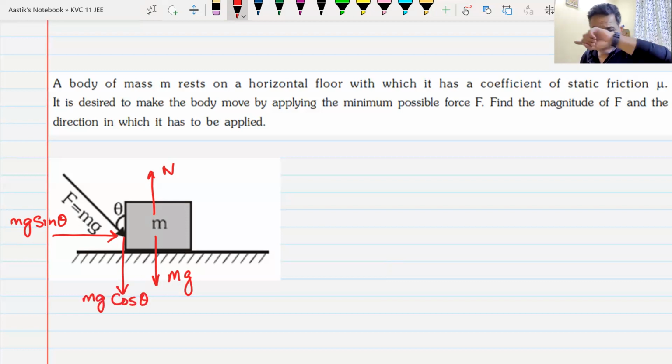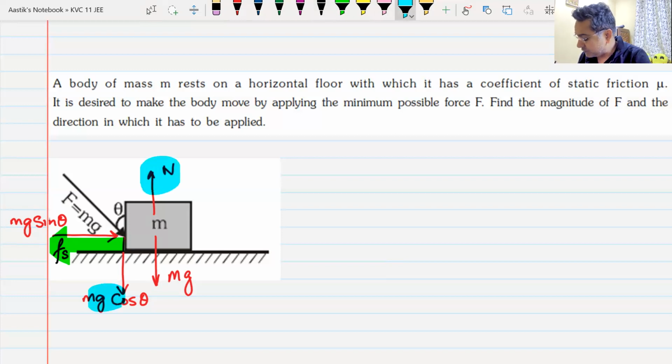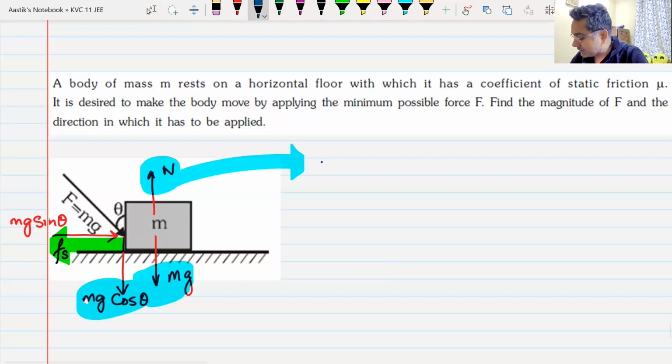Now, since this block is trying to move like this, the friction force would be in the backward direction, and the friction force would be static in nature, Fs. This block is not going to move in the vertical direction, so from there I can get the vertical equation. N plus F sin theta is equal to mg.